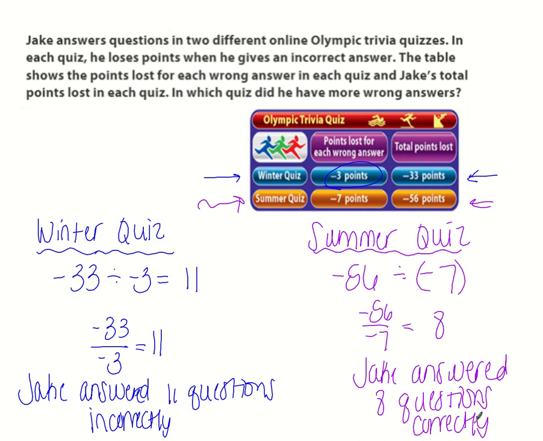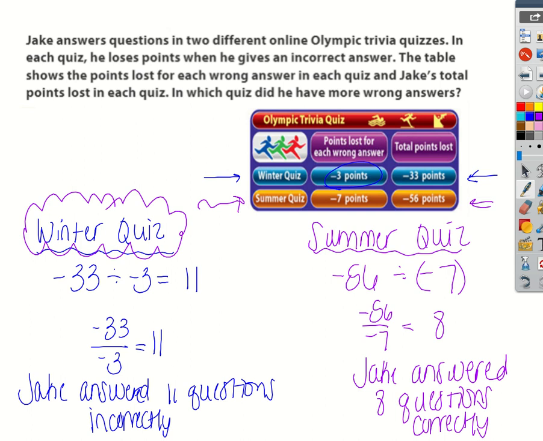Okay, and so then in which quiz did he have more wrong answers? It's going to be the winter, because he got 11 wrong versus the 8. Jake answered 8 questions incorrectly on the right.